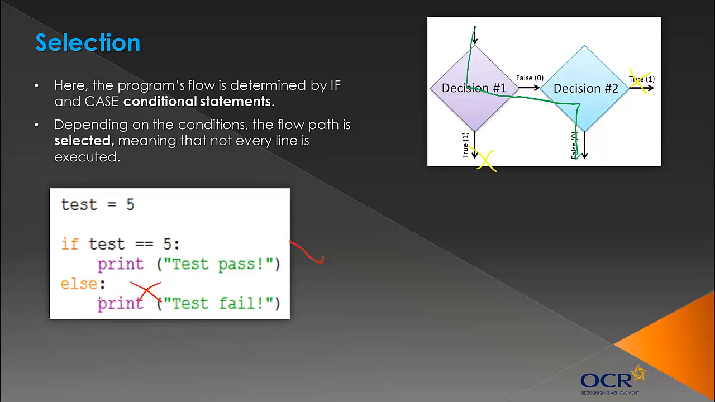It will skip this bit out. It won't execute this bit because it knows that it's not right. There's no point in it. The selection's already occurred, and we know that it equals 5, so we print test pass. Test fail will never get printed. Hopefully that makes sense.